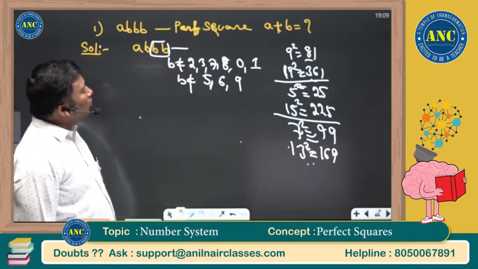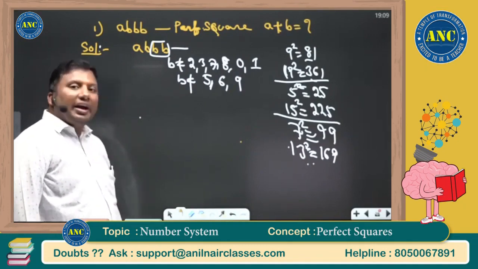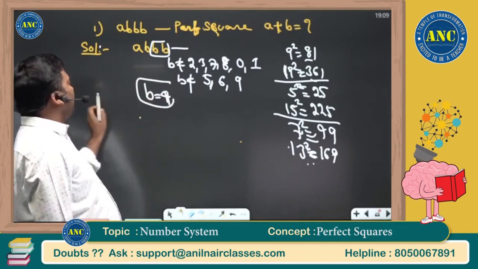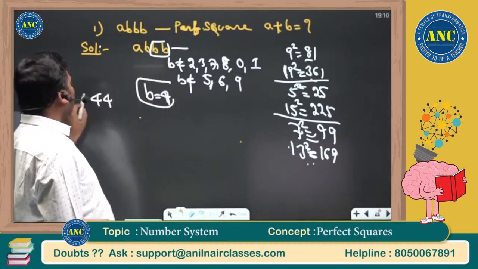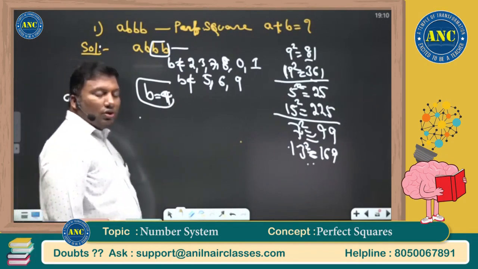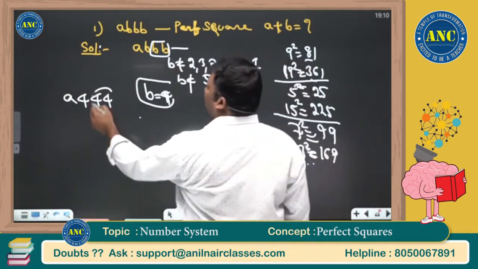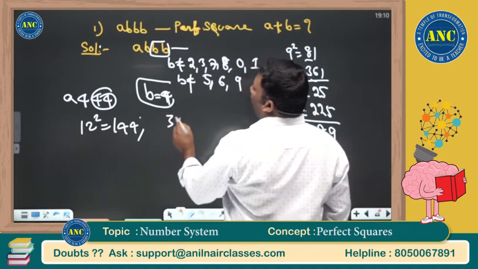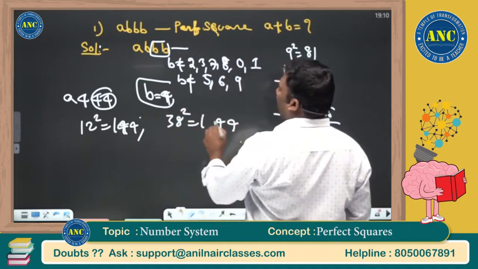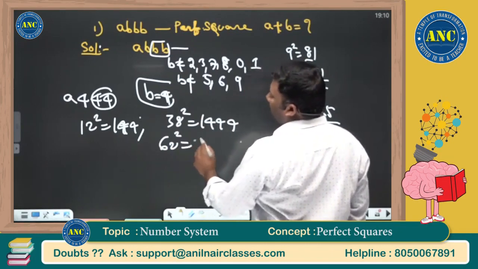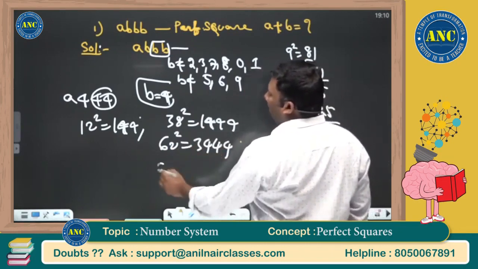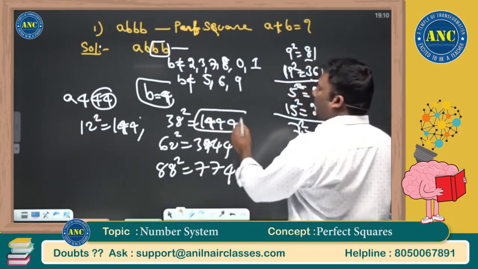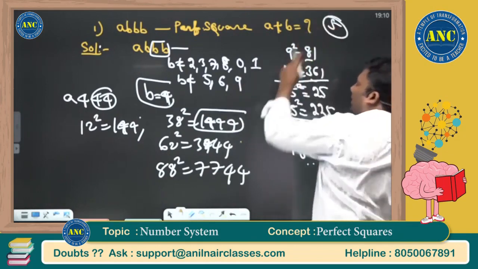So 0 out, 1 out, 2 out, 3 out, 5 out, 6 out, 7 out, 8 out, 9 out. What is the only case left? The only case left is 4. Last 2 digits are same. So it is 44. A triple 4. What is the smallest 2-digit number whose square ends in 44? 12 square is 144. 50 minus 12 is 38, 38 square is 1444. We got the logic. 62 square is 3844. 88 square is 7744. We require this number. So what is A plus B? 1 plus 4, it is nothing but 5.